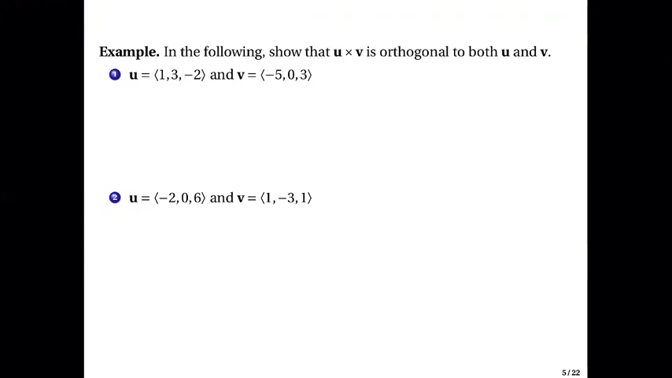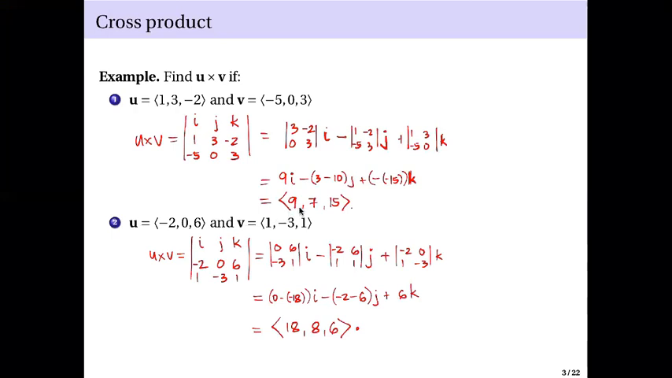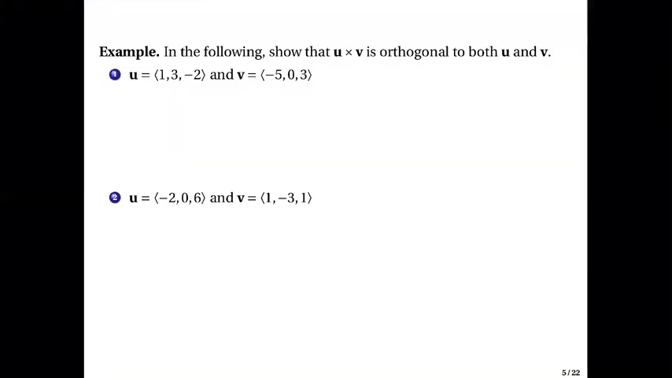So for the first set of vectors here, we have 9, 7, 15.